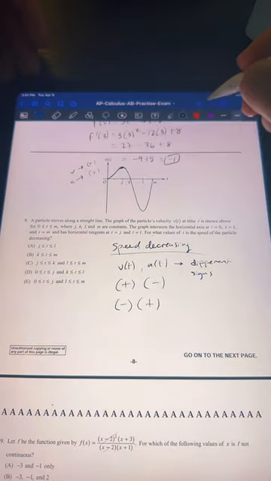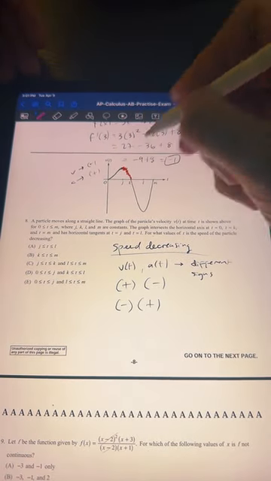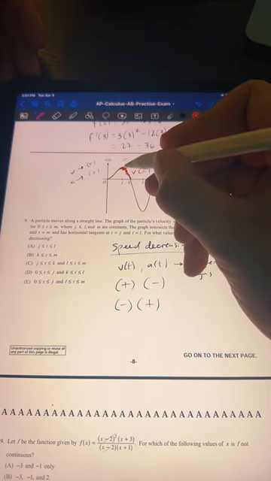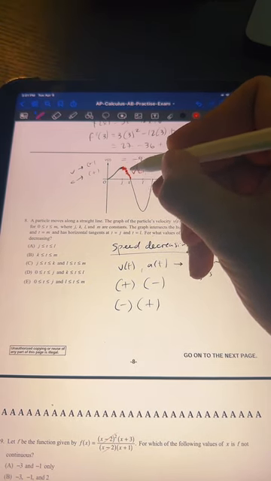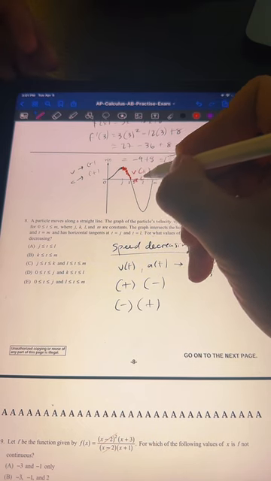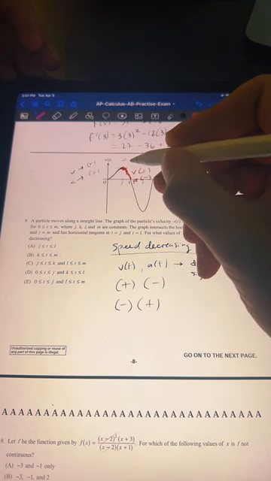And now let's go ahead and do this section. Here the velocity is still positive, but the acceleration, the slope, or the derivative of the velocity here is negative. So the acceleration is negative. Wow, two different signs.